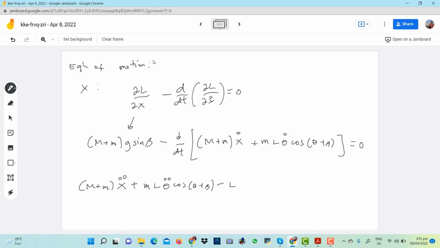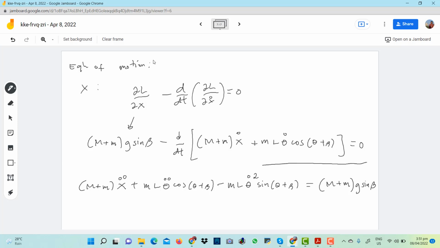Minus napa ko m, ml theta dot, cosine is mahimo siyang sign of theta plus beta. And then derivative of theta plus beta is just theta dot. So therefore na ko ml theta dot square. Okay? Which is equal to I-transpose the kani na ko mg sine of theta. So this is my equation of motion.